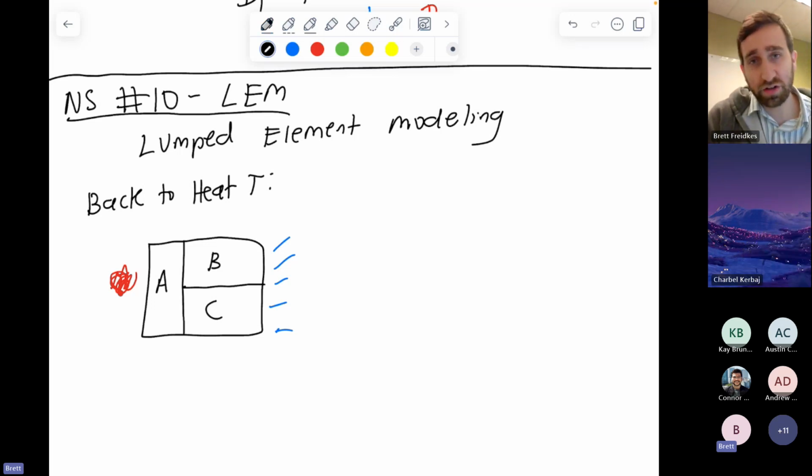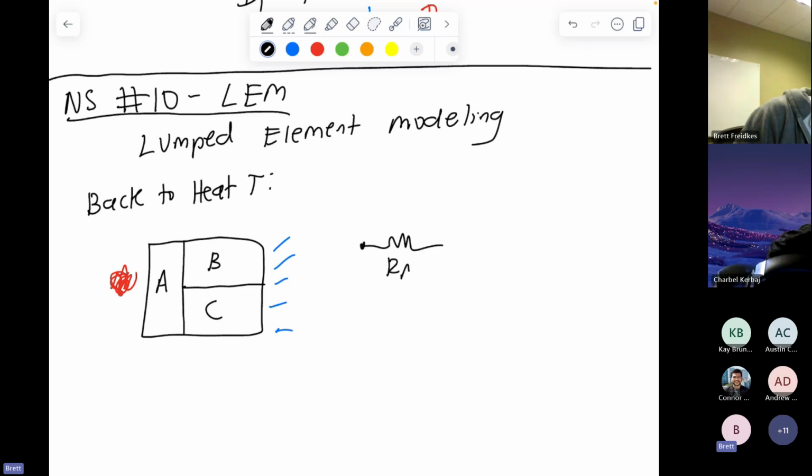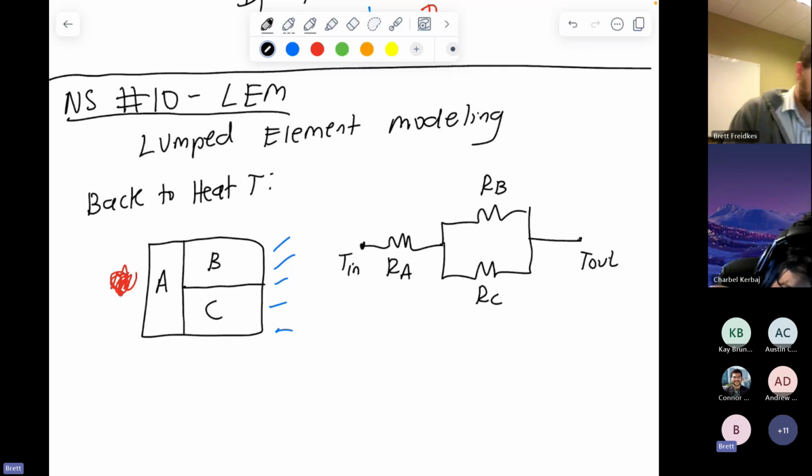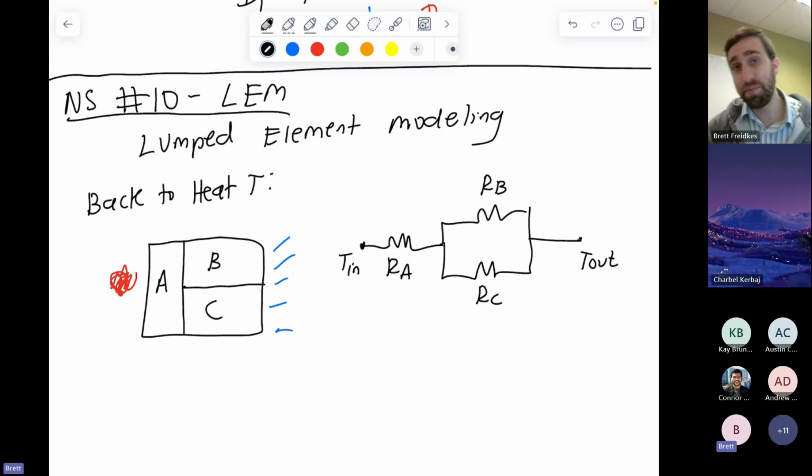We would see these conductors modeled as equivalent resistances. And what we would ultimately do is draw a circuit representing the flow of heat. So you might have something like, you have this resistor that's associated with the material A, and then B and C are in parallel. Say I do T in and T out or something like that, where the temperature is the thing driving the flow of heat.